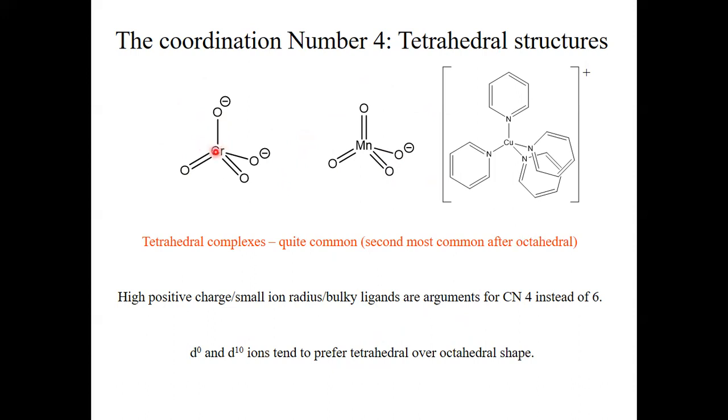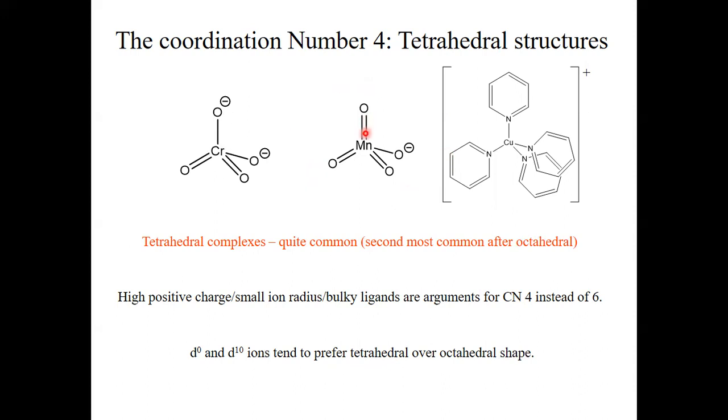So this is the chromate anion, and in the chromate anion you have chromium in the oxidation state +6. A chromium ion in the oxidation state +6 has a high positive charge, and because of that, it has a small ion radius. For that reason, we can say it prefers a coordination number of 4 over a coordination number of 6. Also, chromium 6+ is a d0 ion, which is another argument why it prefers the tetrahedral shape over the octahedral shape.